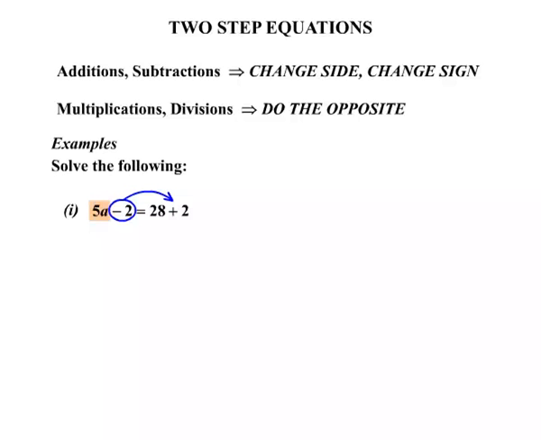So we have 5a on the left. Let's write that down, making sure we put our equals underneath each other. And on the right-hand side, 28 plus 2 is 30. So there's our first step done.